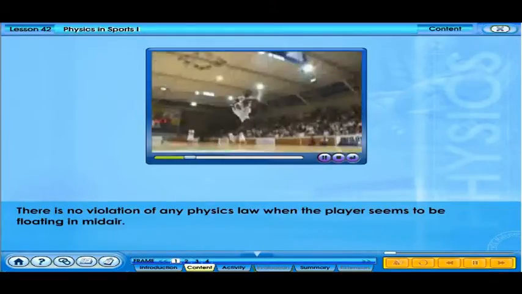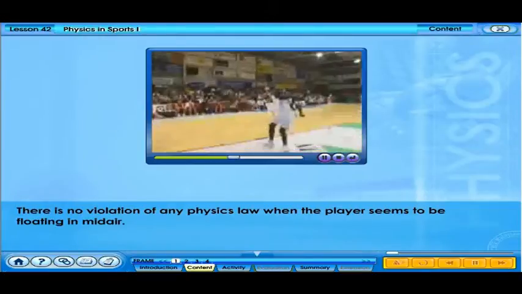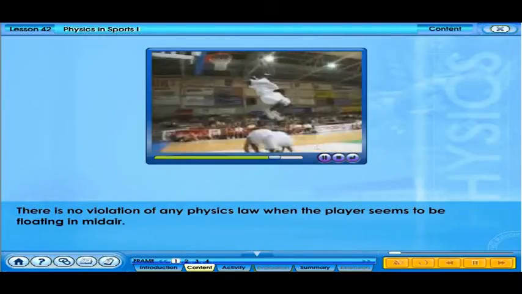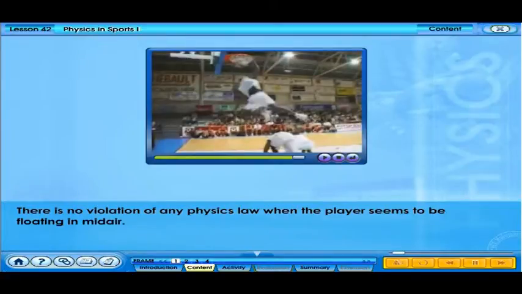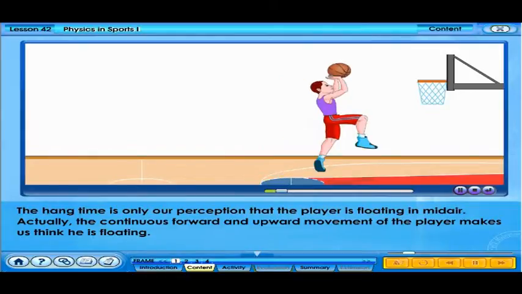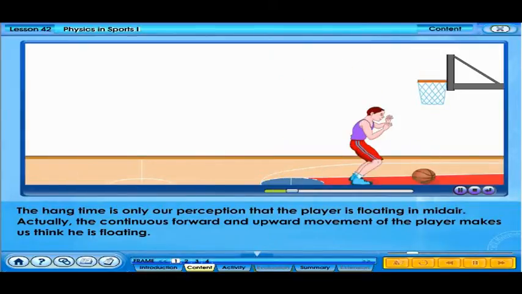The professional basketball player seems to fly in the air and float momentarily while he slam dunks the ball into the net. This is not a violation of any physics law, but shows the usage of various forces by the player. He seems to float longer in the air because of his body movements, such as extending his arm and moving forward all the time, which gives us the perception that he is going to fly or float forever. The hang time of the player seems to be longer simply because he is continuously moving forward fast.